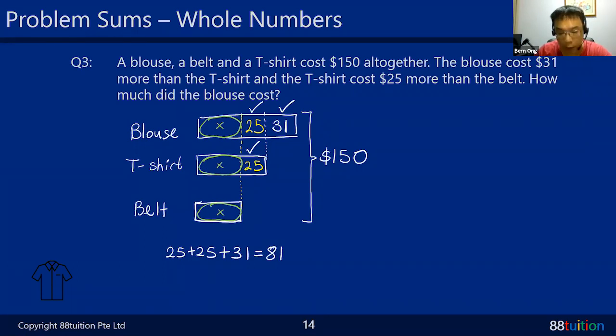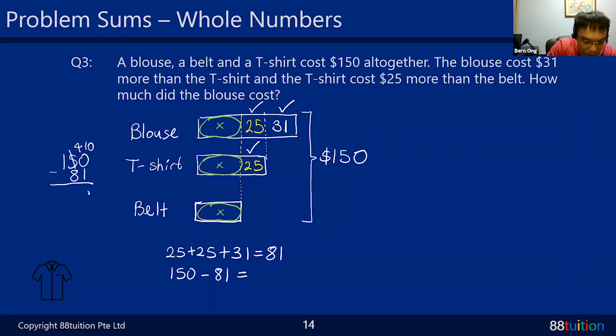So what do you do with the extra? You take 150 minus the 81 equal to what? You do a side working, 150 minus 81. That will give you a 14 minus 8. 8, 9, 10, 11, 12, 13, 14 will be a 69. 69 here. Can you see now?